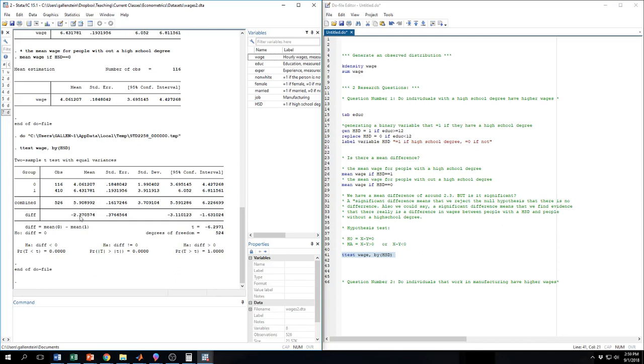And finally, we'll come down here and we'll find our p-value. Now remember, our p-value gives us the probability of finding a t-statistic greater than or equal to the t-statistic that we find. Now this table, let me back up. This table also gives us our t-statistic. It's down here. T equals this.